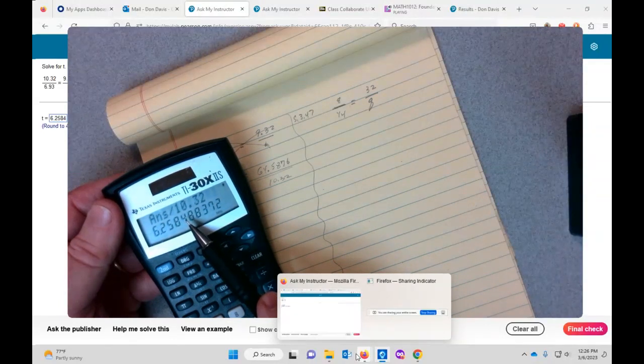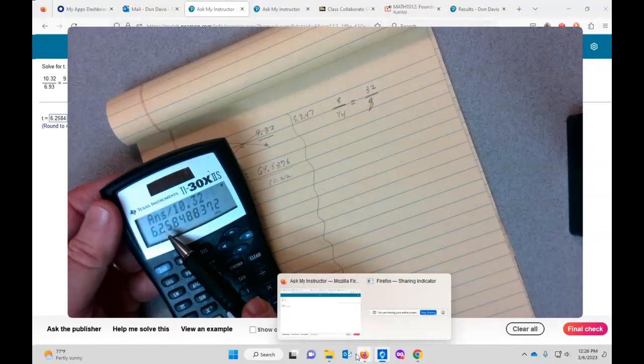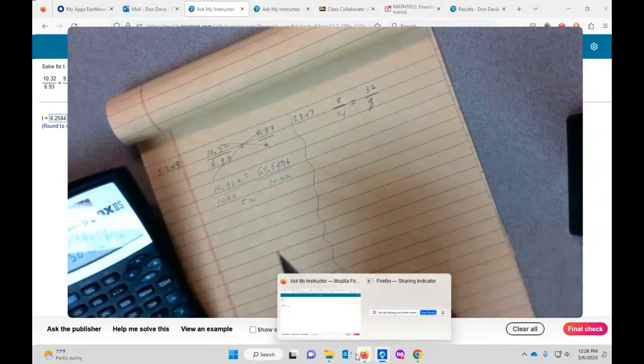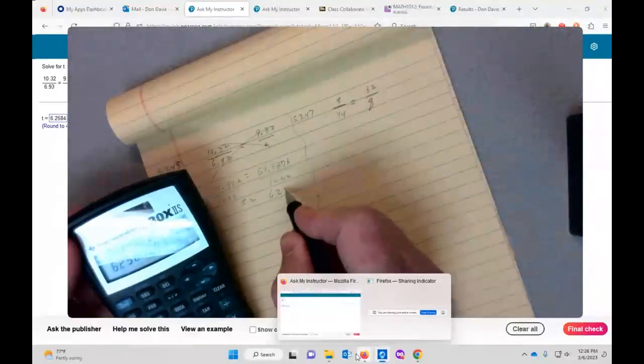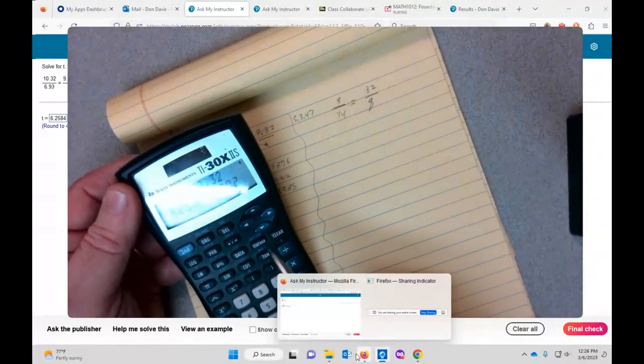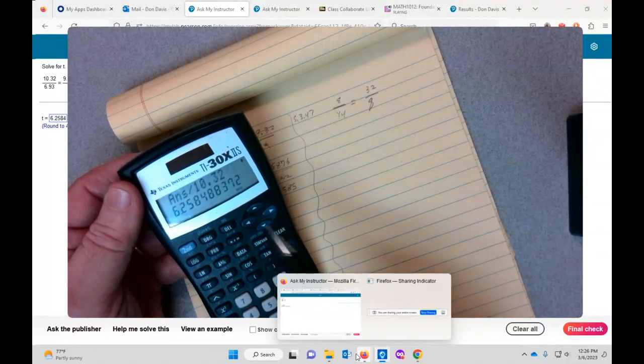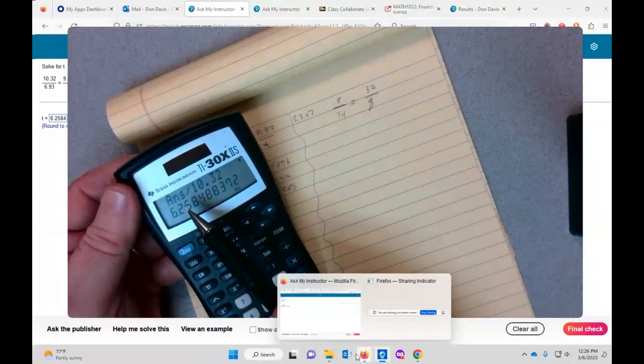The value that's currently in that position is a 4. The value to the immediate right is an 8. So we know what we're going to put in, don't we? 6.2585. 6.2585.